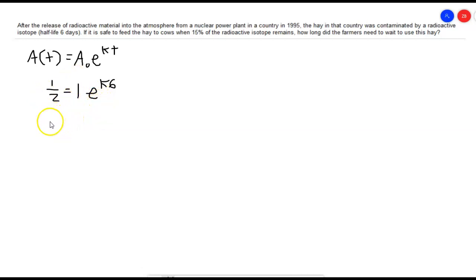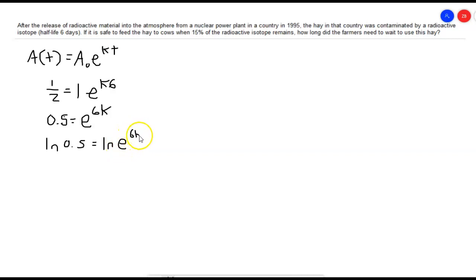All right, so I'm going to write 1/2, which is 0.5, is equal to e to the 6k, and we usually put the number in front of the variable there. So this is what we're trying to solve. We're trying to solve for k. That's our unknown. So I can take the natural log of both sides. So the natural log of 0.5 is equal to the natural log of e to the 6k.